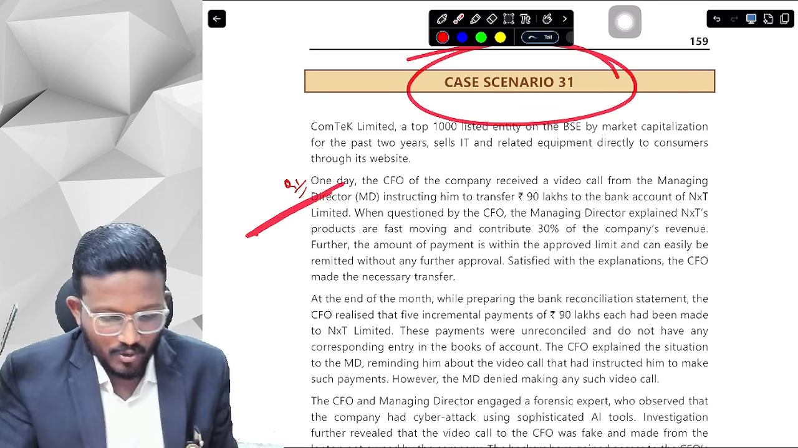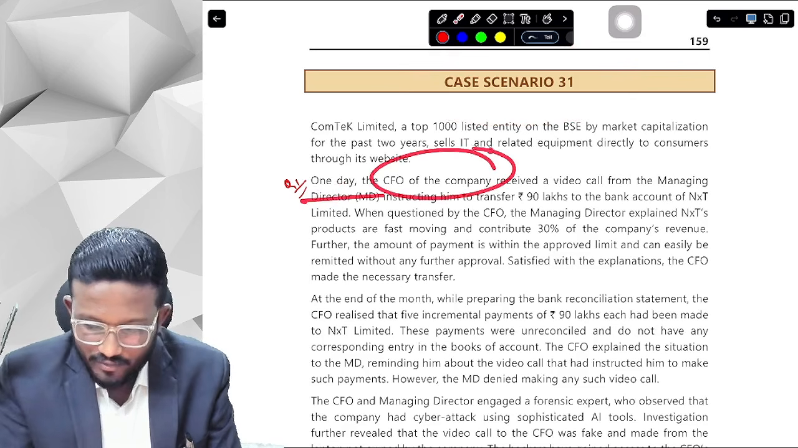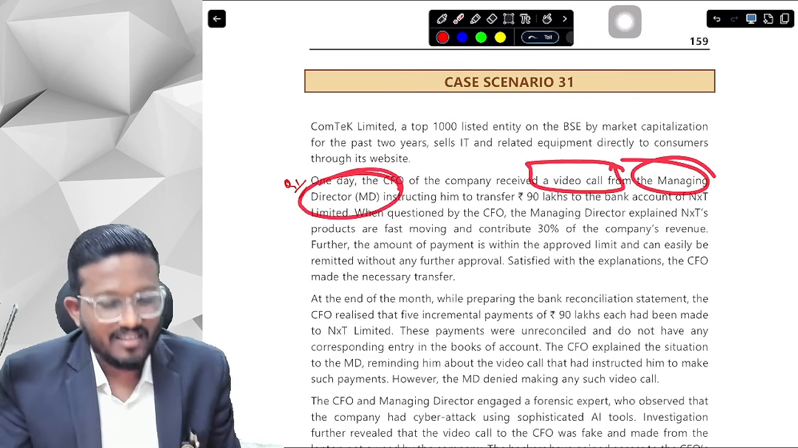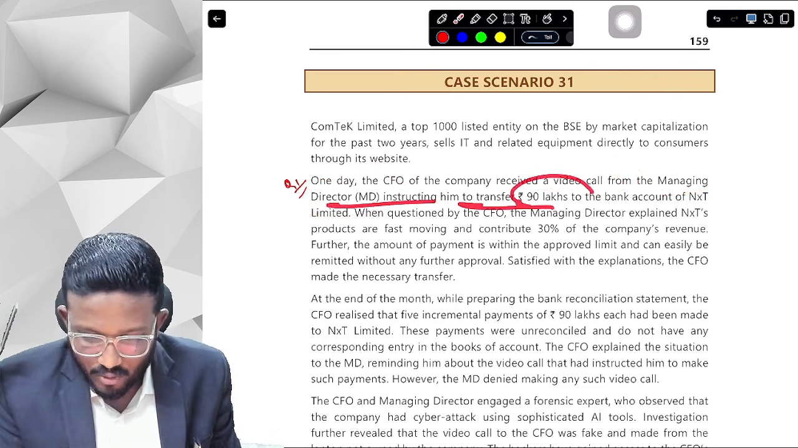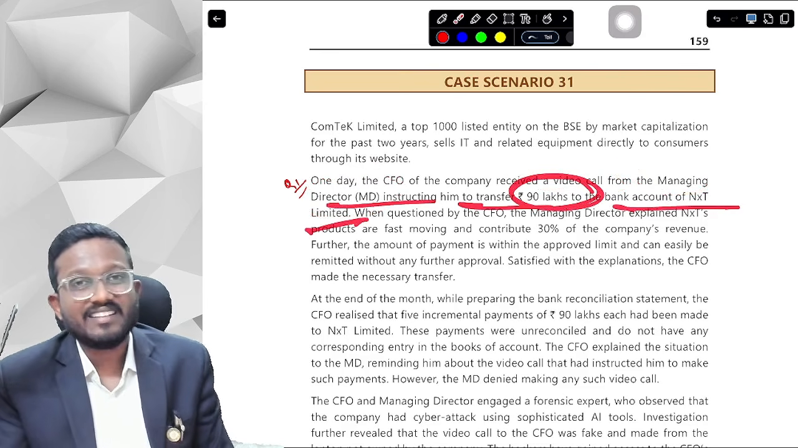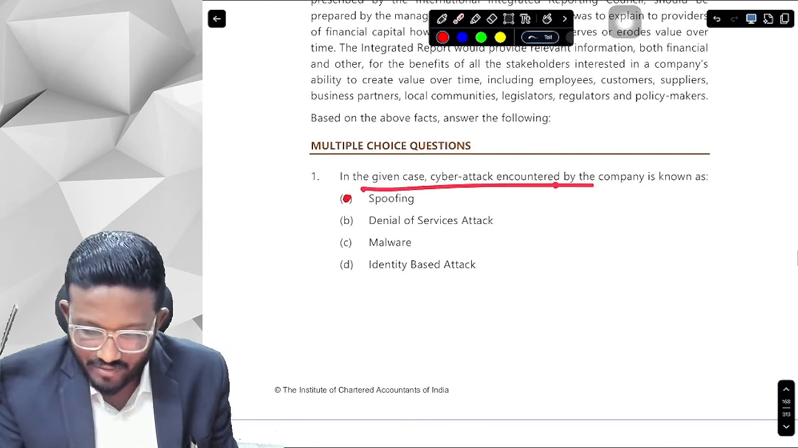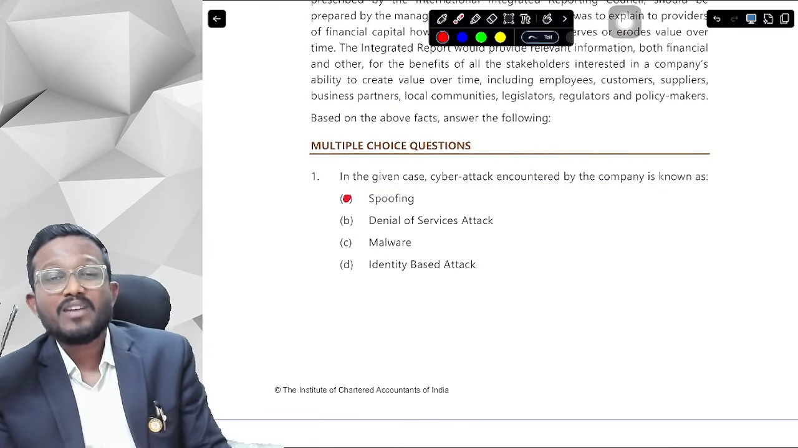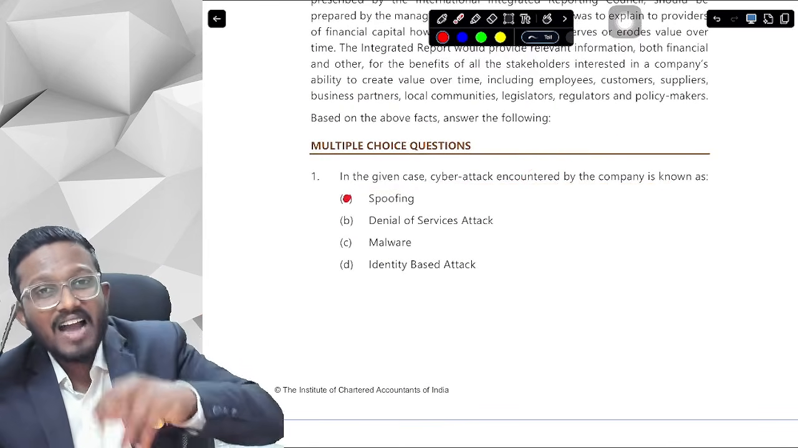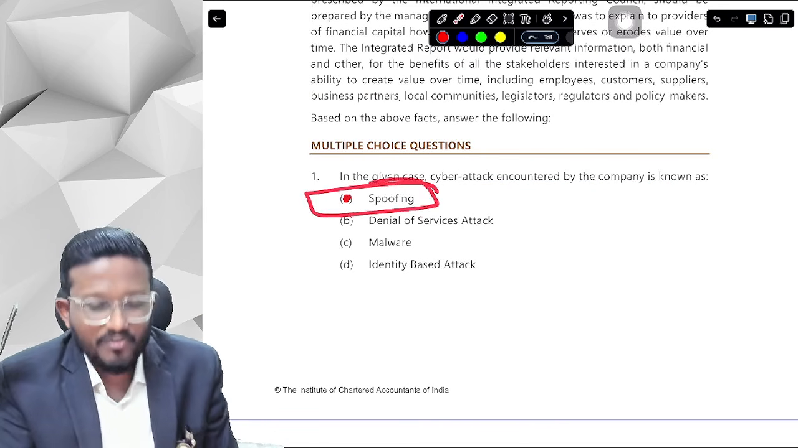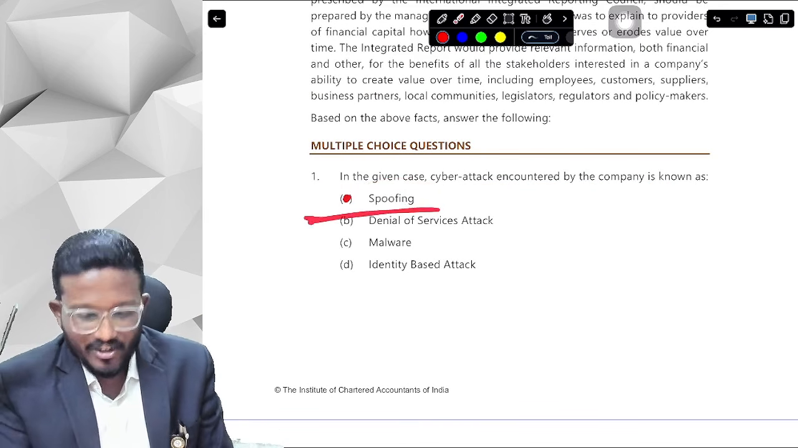Okay, yes sir, let's do case scenario number 31. What does it say, sir? Let's do question number 1. It says that one day the CFO of the company received a video call from the managing director in which the managing director instructed him to transfer 90 lakh to the bank account of NXT Limited, and this was obviously a cyber attack. Now they will be asking us which type of cyber attack it is. Now we are impersonating someone, and when we are impersonating someone, which type of cyber attack is it? It is spoofing. Okay, yes sir. So here spoofing will be the answer.